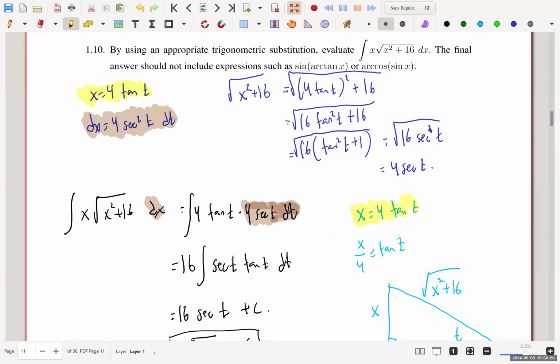Yes. x is 4 tangent t, I see that, and then dx is 4 secant squared by itself, and then we also have the 1 in the square root. So would that make it 16 secant squared t, from the dx and also the square root? Yes, but then we take the square root at the end.